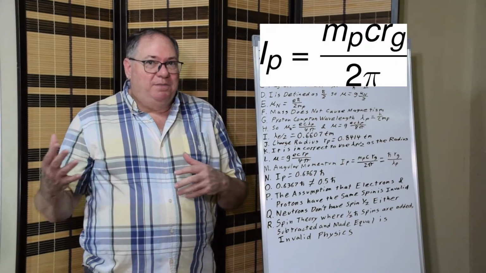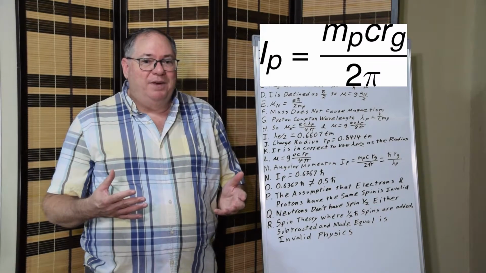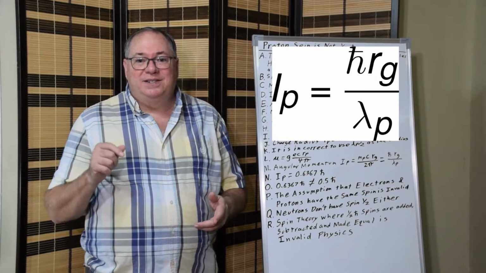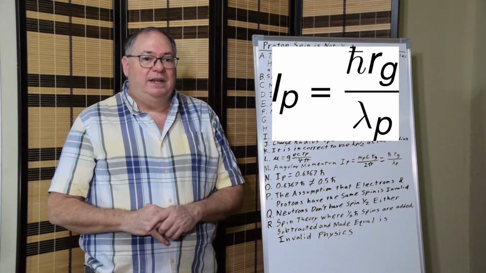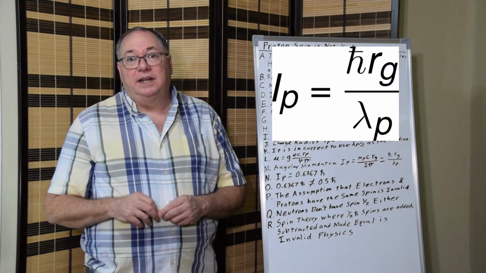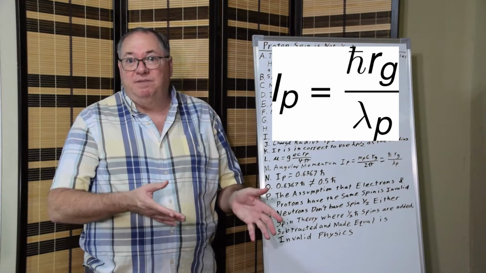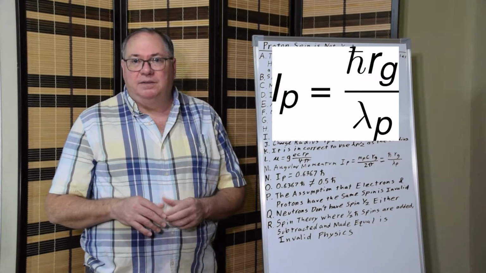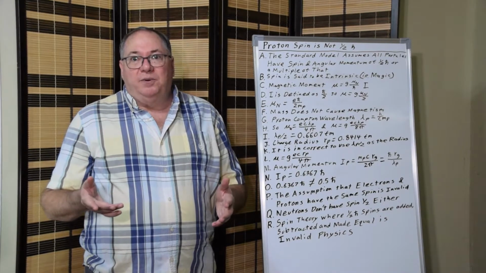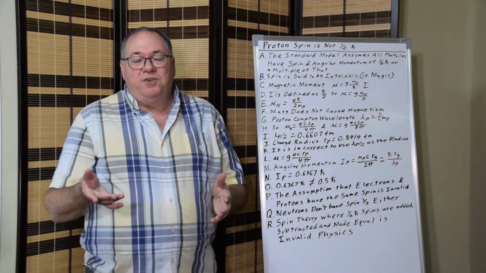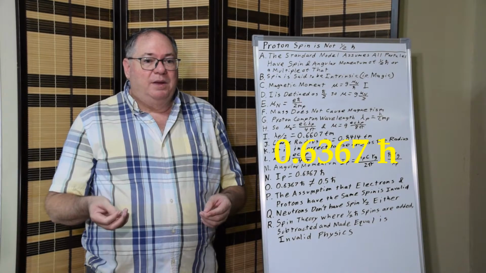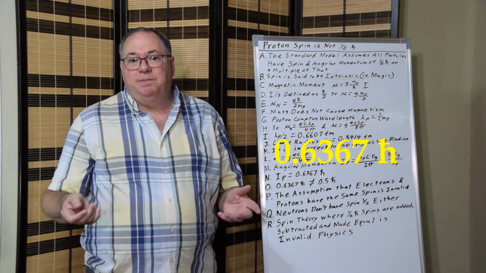But once again, you can substitute in the proton's Compton wavelength, and you get h bar times the charge radius divided by the proton's Compton wavelength. And that's what the angular momentum is, physically, if you go by the charge radius instead of this fictitious radius of half the proton Compton wavelength. And so if you calculate the ratio of the charge radius divided by the Compton wavelength, you get a factor of 0.6367 h bar.